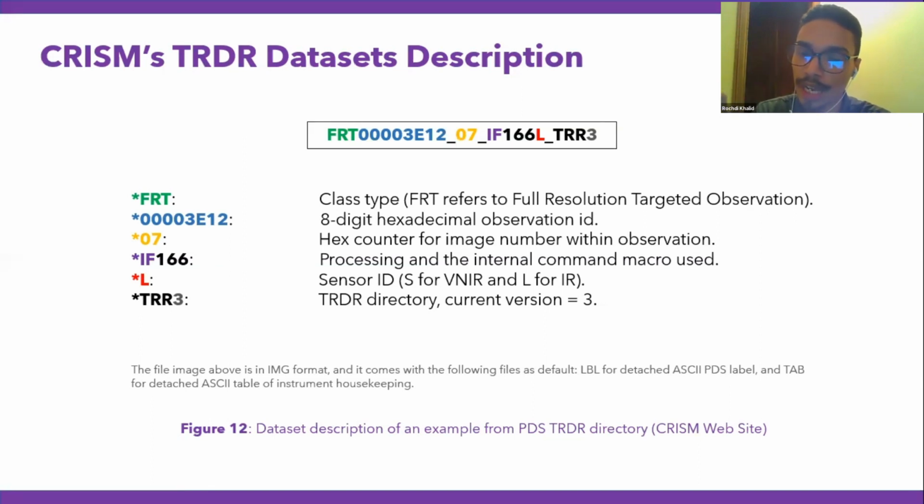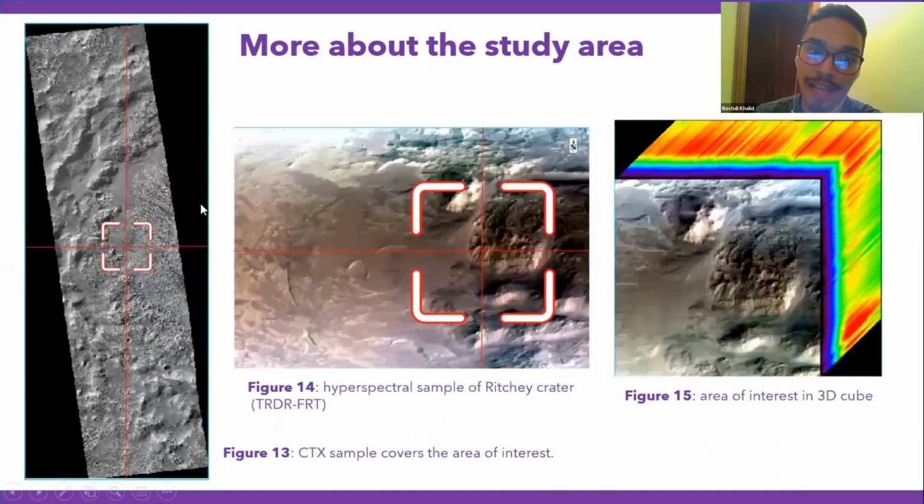This directory comes divided into two spectrums. We have the visible near infrared spectrum, which is called the S cube, and then we have another cube called L, which represents the infrared bands. This is just a little representation of this directory. It's characterized by class type. We choose the class type FRT, which is full resolution targeted. This class measures the spectrum through 544 channels and has a resolution of 18 meters at an altitude of 300 kilometers.